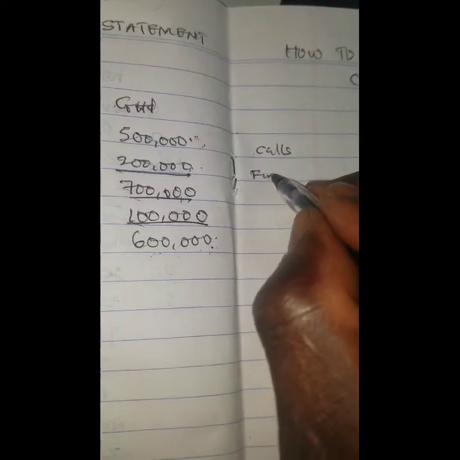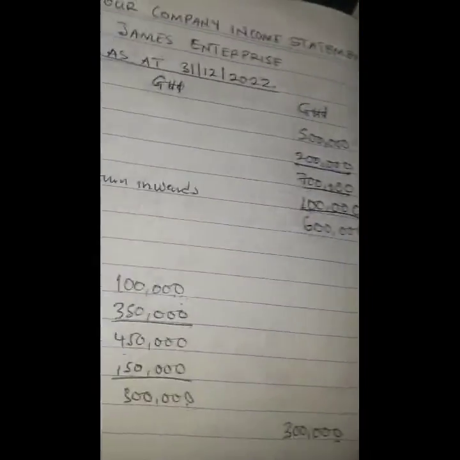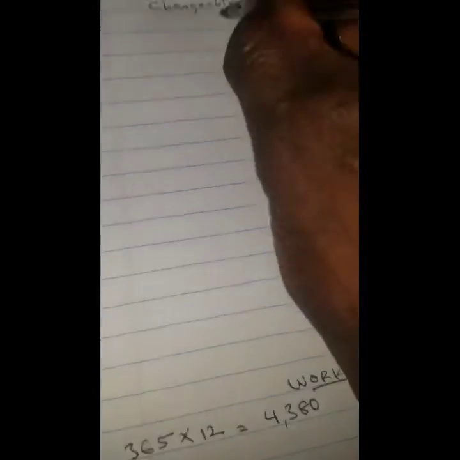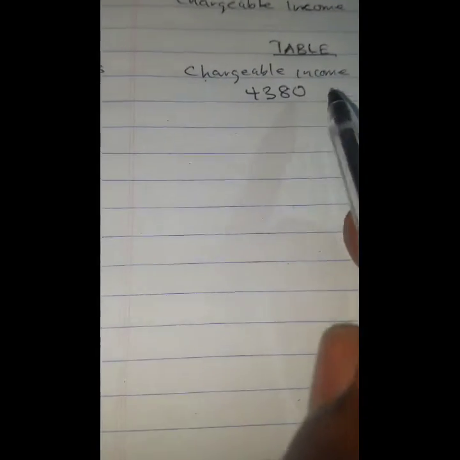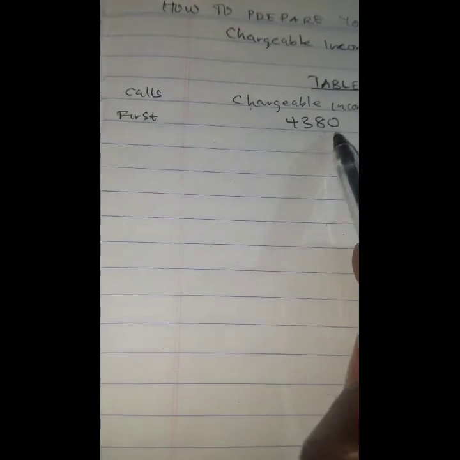This is the table. With this one, the first call is very simple. Let's do a simple calculation here, workings, for you to understand. To get our first call, the principle is that for the personal one and monthly one, it is 365 cedis. Then when we want the yearly one, we multiply it by 12, which gives us 4,380 Ghana cedis. So here, the first call is 4,380 Ghana cedis. We will deduct it from this. The government is saying that it is tax-free. The company is not supposed to pay this amount; the government has just given this amount to the company free of charge. So you first deduct this from this figure.